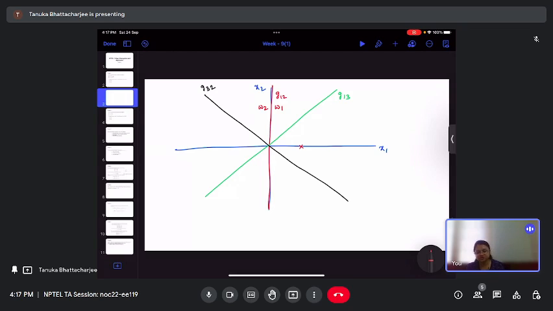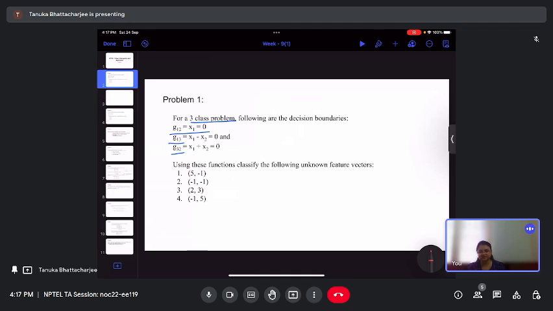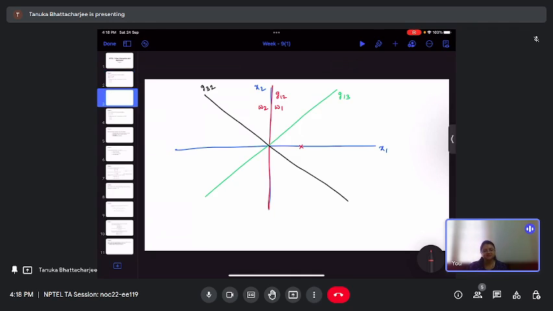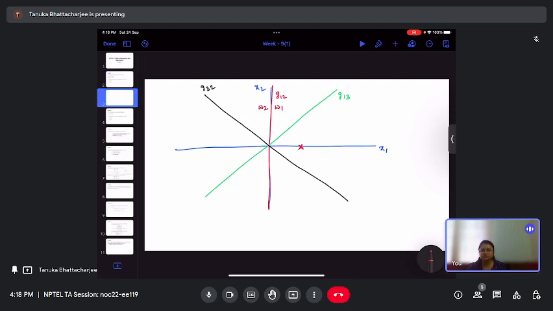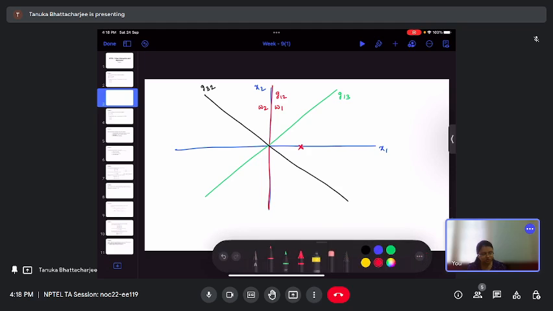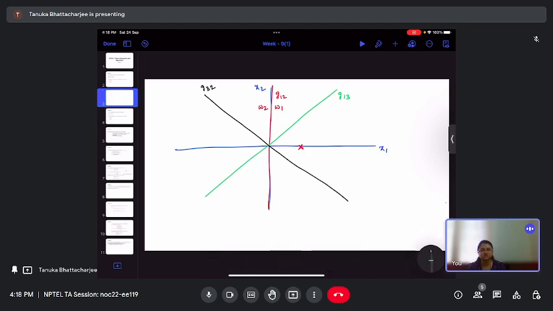Now if you see for G13, the equation is x1 minus x2. Let us say we take the same point here, x1 is some positive value, x2 is 0. If you put that value, since this is x1 minus x2, it will give you some positive value. So G13 will be positive on this side. The positive side is for class 1, so negative will be class 3. So this side is class omega 1, this side is class omega 3.